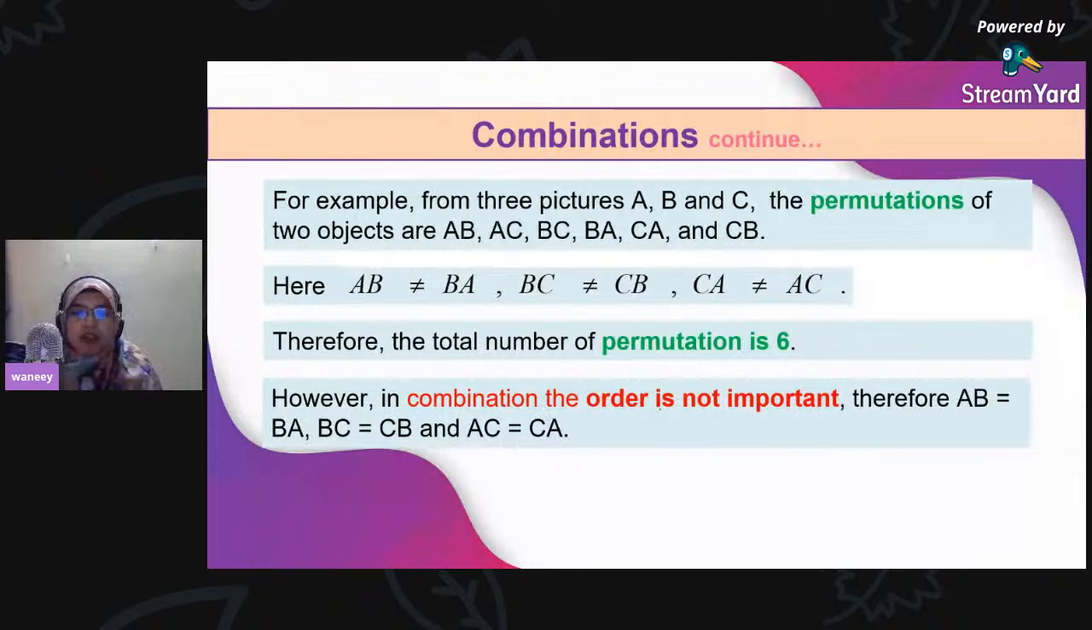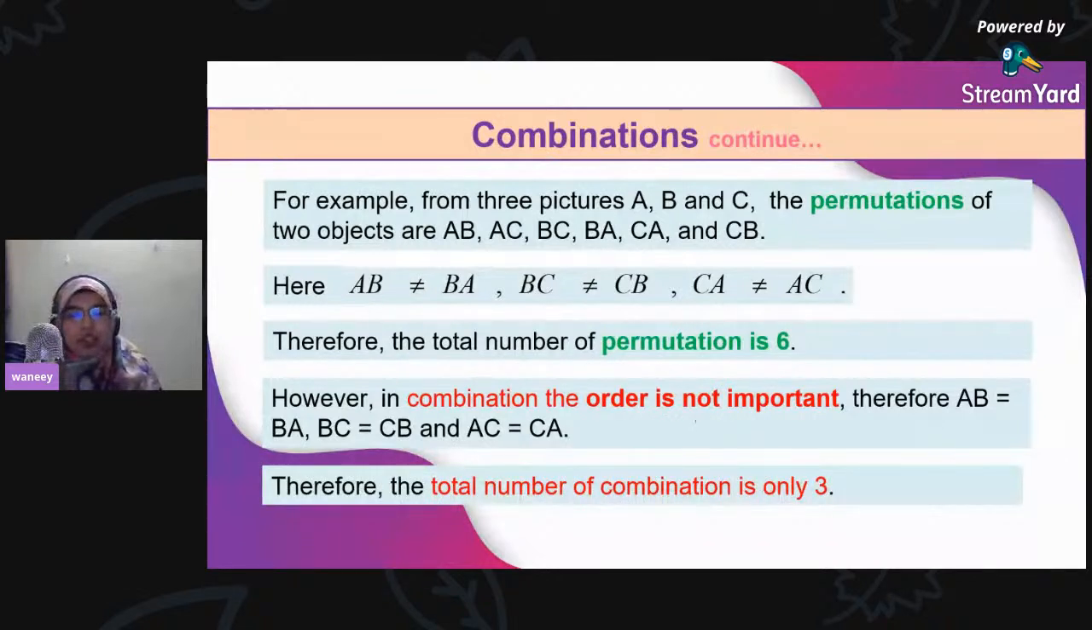However, in combination, the order is not important. Therefore, AB is simply equal to BA because we can have both the A and B. BC also equal to CB because we will have both B and C together. AC is equal to CA because we are going to have A and C together. Okay, next. Therefore, the total number of combination is only 3.